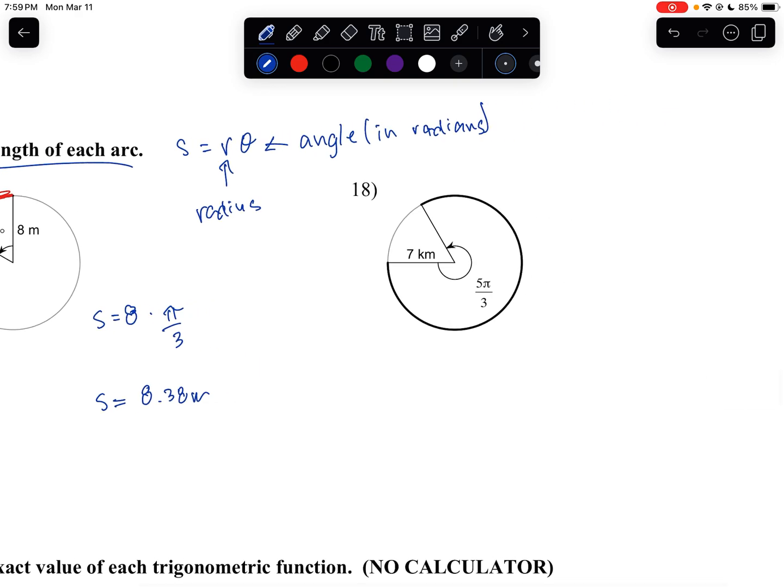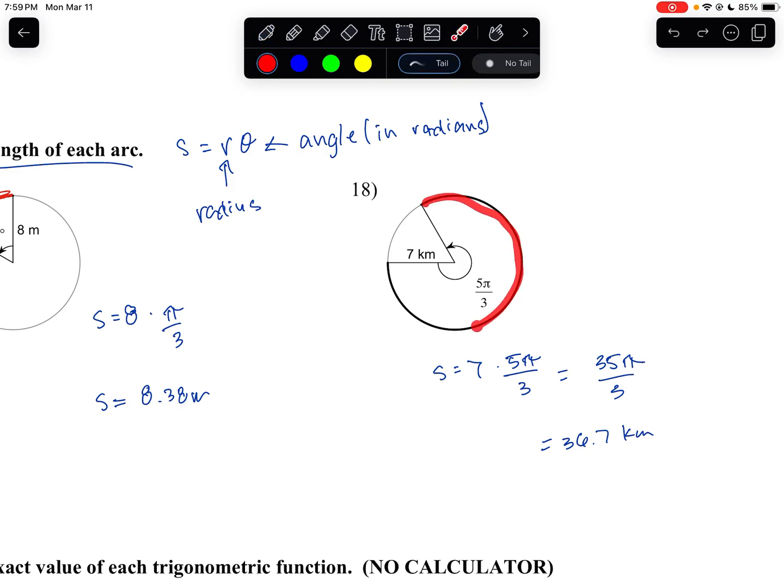Okay, and then for this one right here, S is equal to the radius, which is 7, times, well, look here, this one's already in radians, so just 5 pi over 3. So 7 times 5, I think that's 35 pi over 3. So 35 pi, and then we're going to divide that by 3, and we're going to get 36.7 kilometers. So that's how long this arc is right here.